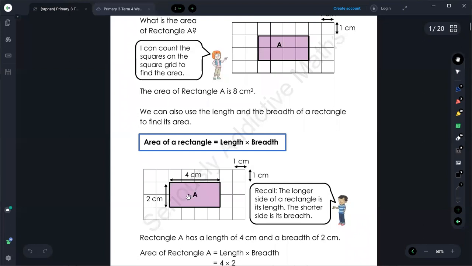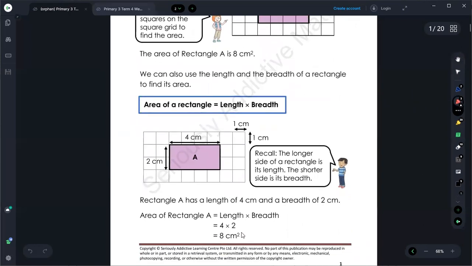Then you can tell them that the other way of doing it, instead of counting, is to multiply the length and the breadth. So 2 cm times 4 cm, and what you get is 8. Again, when it's area, they need to remember to put the square. So it's 8 square centimeters, or sometimes we say it as 8 centimeters square.